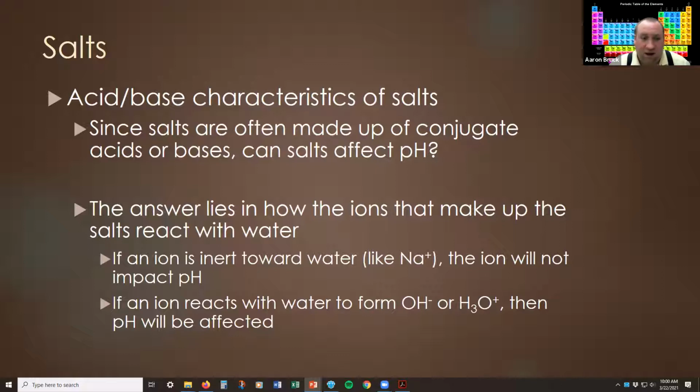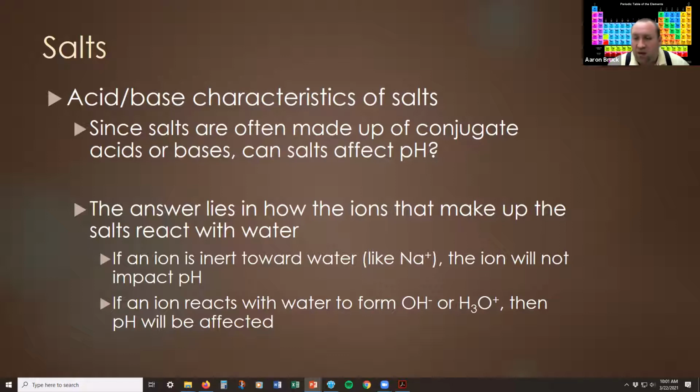In turn, in some cases, they're not going to have any effect. So the criteria we use: if an ion is inert toward water, like sodium ion is, sodium ion comes from sodium hydroxide. Sodium hydroxide is a strong base. The strength of that base nullifies the acidic character of the conjugate sodium ion. So sodium ion does not react toward water, it is inert. And those kinds of ions do not impact pH.